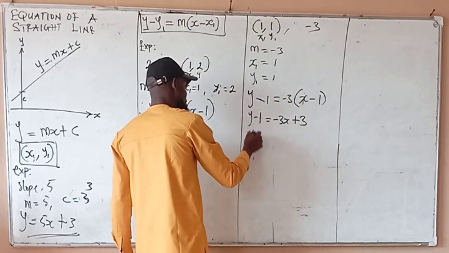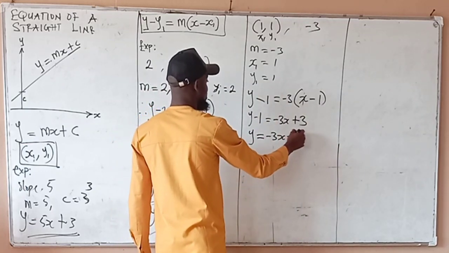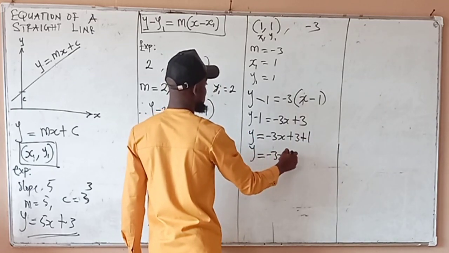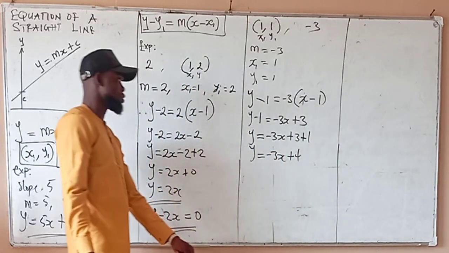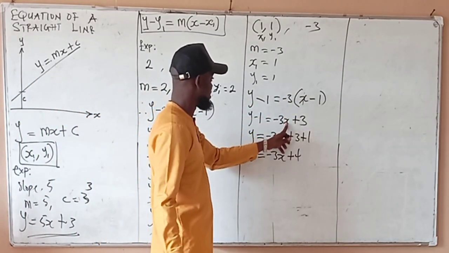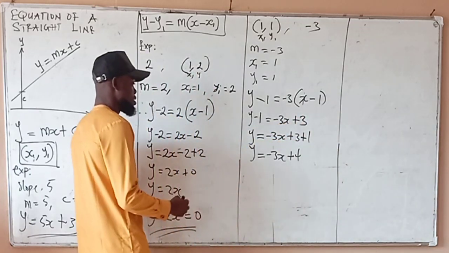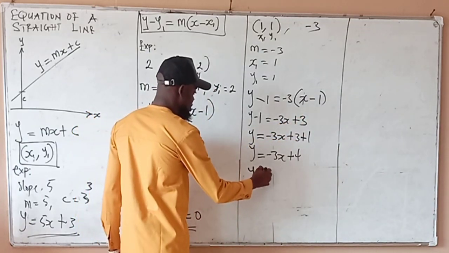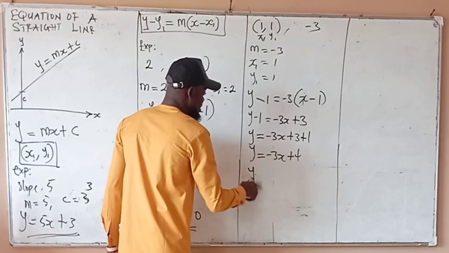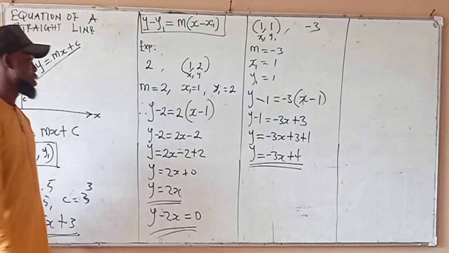Then if you move this one to the other side, you're going to have minus 3x plus 3, and this 1 becomes plus 1, so y is equal to minus 3x plus 4. Minus times minus gives us plus, so we can also have y plus 3x equals 4. Look at it, there's no need of doing more. This can be the answer to the question.